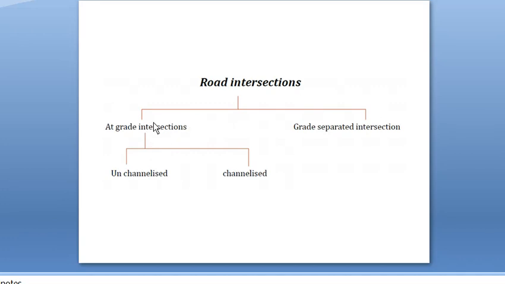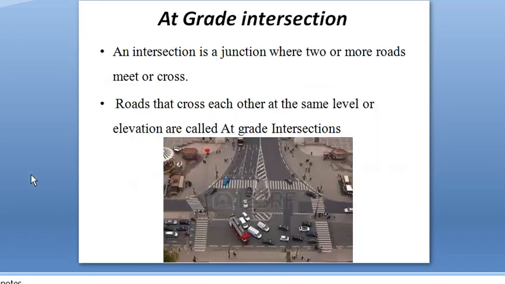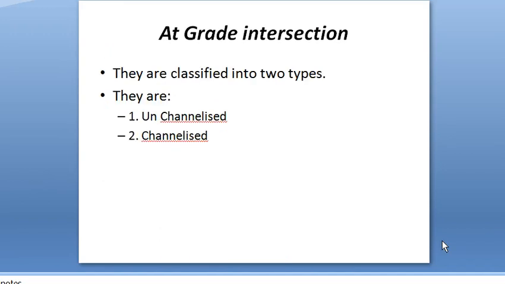Okay, what is the difference between grade separated and at grade intersection? In grade separated intersection, the roads are meeting at different levels, and in at grade intersection, the roads meeting at the intersection are at the same level. And this at grade intersection is mainly classified into unchannelized intersection and channelized intersection. This figure shows at grade intersection, and it is classified into unchannelized intersection and channelized intersection.